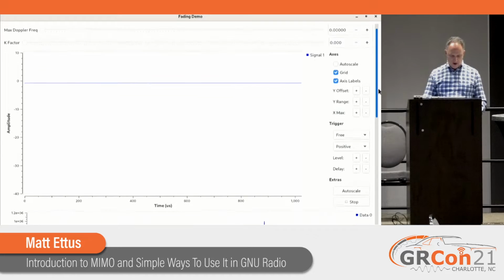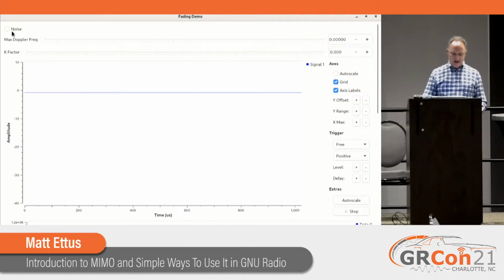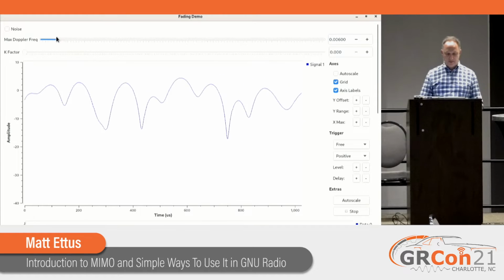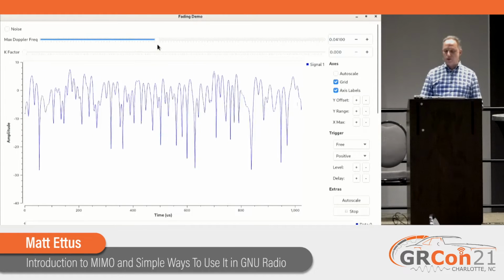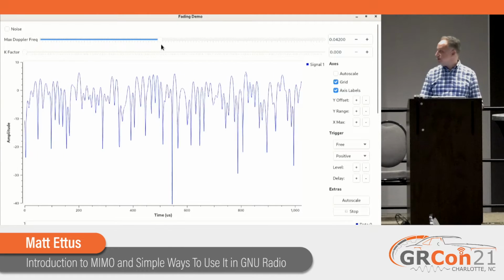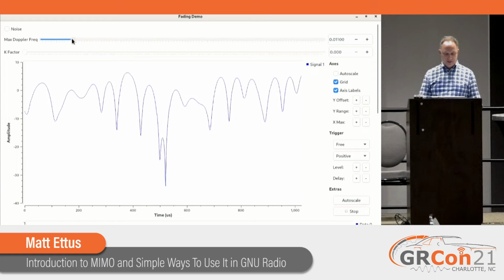Okay, we can't see it all at once. First we'll start with a constant signal. We're just sending 1 through the flow graph, and you can see it's constant here. It's not changing. If I turn on the Doppler frequency, you can see it change. The higher the Doppler frequency, the more rapidly the path changes. This is versus time here, so we'll slow it down a little bit.